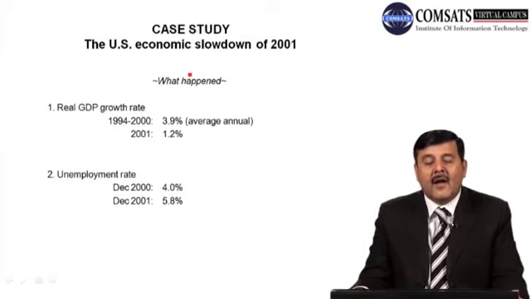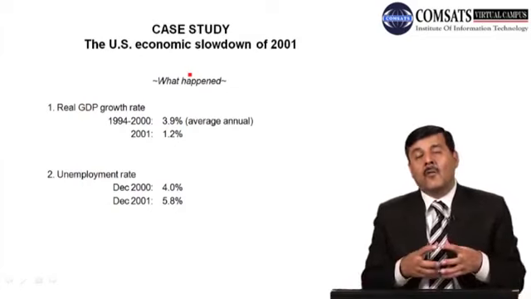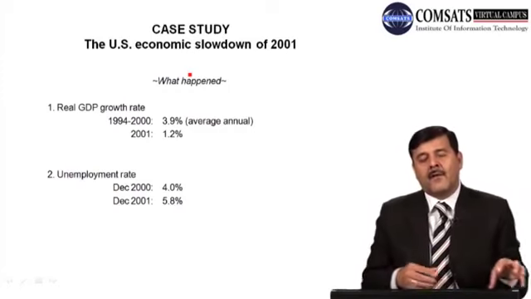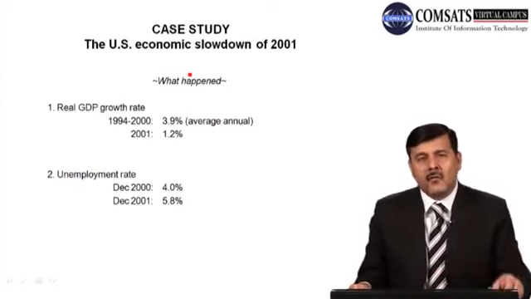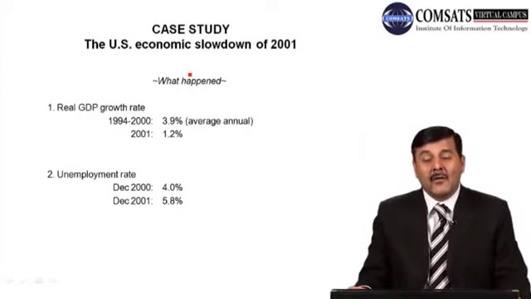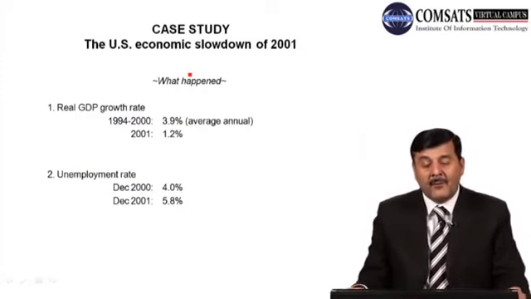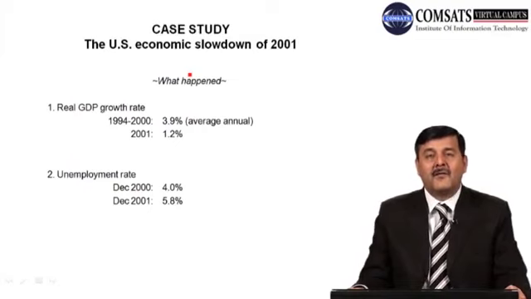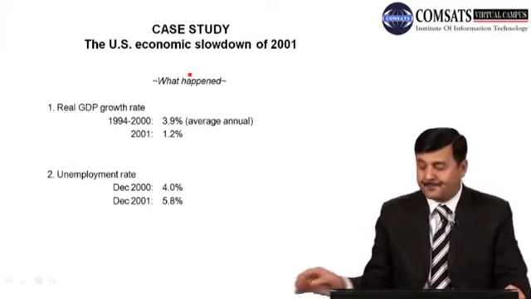Now what happened in the US economy in 2001, when there was an economic slowdown? Real GDP growth rate from 1994 to 2000 averaged 3.9% annually. Then it came down from 3.9% to 1.2% in 2001. So when real GDP was coming down from 3.9% to 1.2%, it means there was an economic slowdown in the US economy in 2001. The second effect of the slowdown: the unemployment rate increased from 4% to 5.8% in 2001.